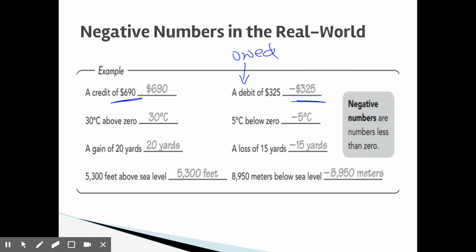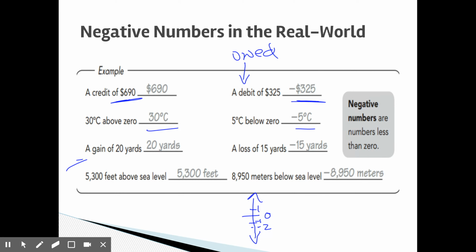In temperatures, we definitely know that we can get below 0 here in Milwaukee. So we always have positive temperatures like we do right now, 30 degrees. But again, we can get below 0, negative 5 degrees. So anything below 0, just like on a vertical number line. So if 0 was here, anything under it is negative. And anything above it is positive.